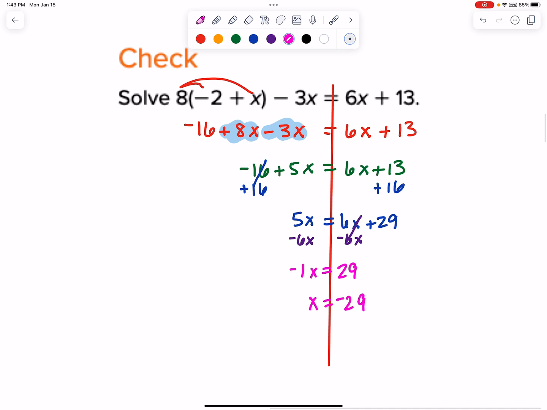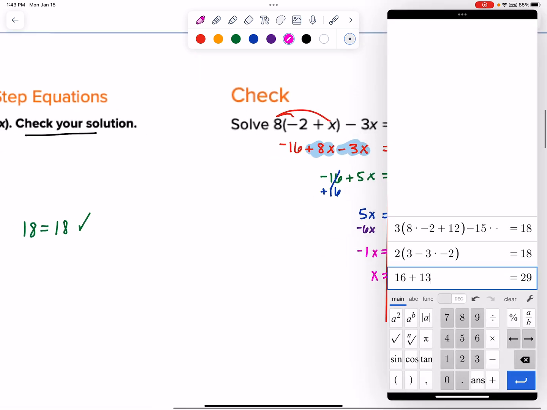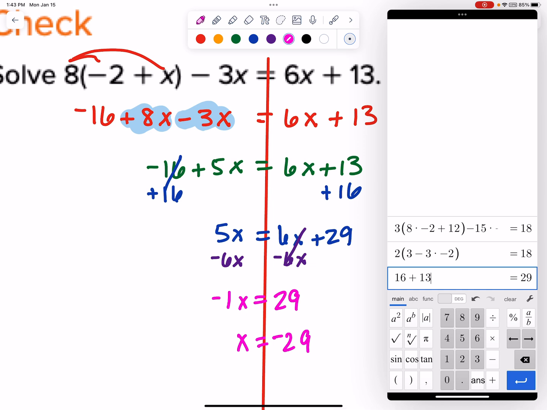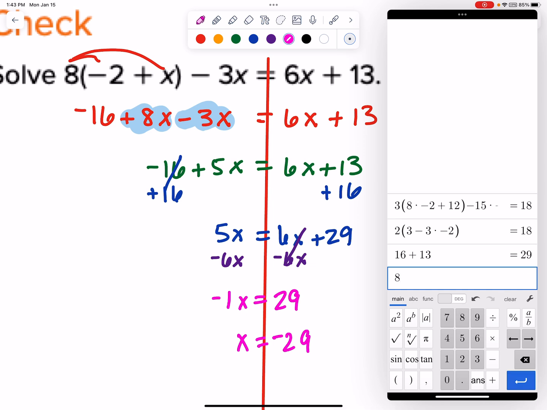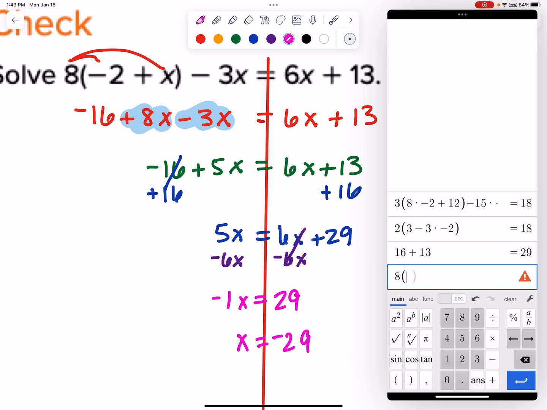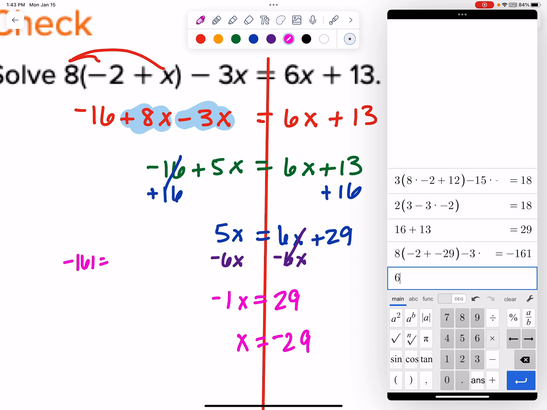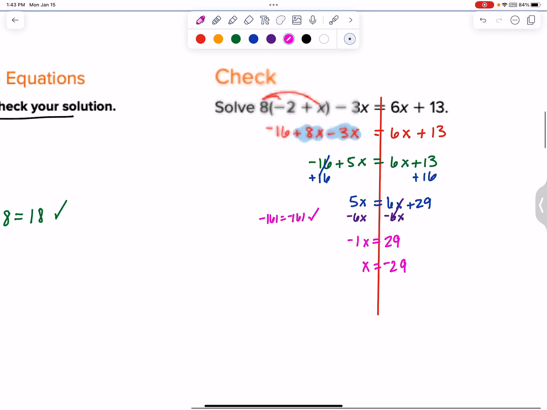Okay. All right, let's go ahead and check and make sure we're good. So we'll pull out the trusty Desmos here and plug in our negative 29. So 8 times the quantity of negative 2 plus negative 29, close parentheses, minus 3 times negative 29. It puts us at negative 161. Let's do the other side. We have 6 times negative 29 plus 13 and it puts us at negative 161. I got nervous there. It's such a big number. Big, small number, I guess. All right, but we're good.